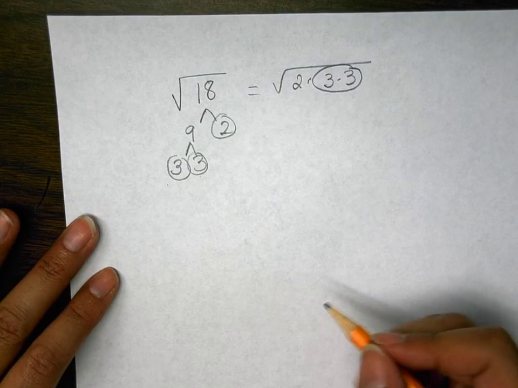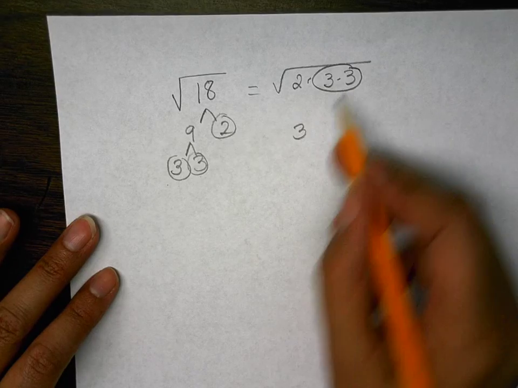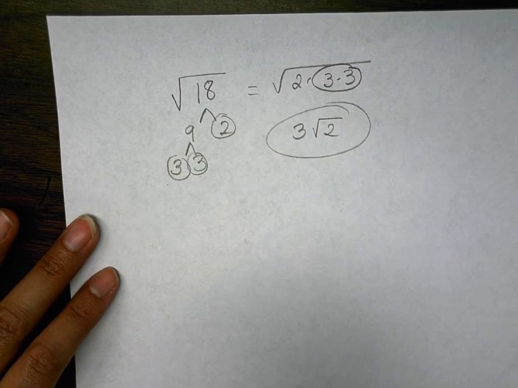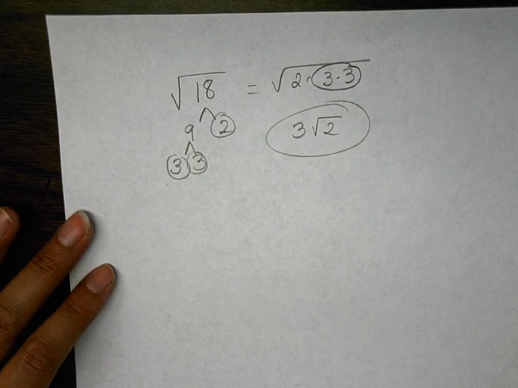Does this come out as 9 or just as 3? Just 3, because 3 times 3 is 9. And what's the square root of 9? 3. And what happens with the 2? It stays inside. 3 root 2. Make sense? Yeah. No? Let's try another one then.